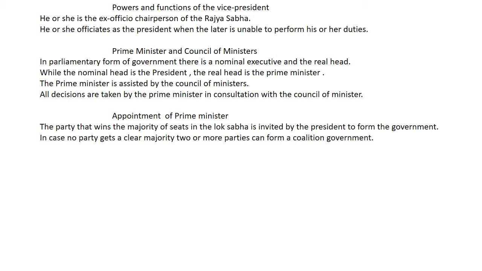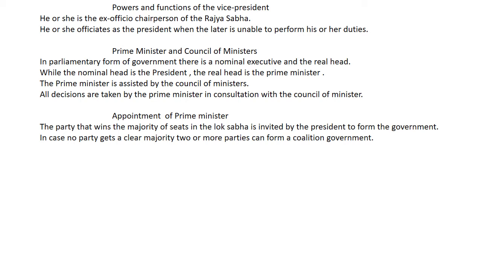In case no party gets a clear majority, two or more parties can form a coalition government. To form a government in India, at least 272 seats are required. Suppose none of the parties gets the majority, then the president invites the party that gets the maximum number. Suppose the party Congress got 200 seats, but 200 seats are not sufficient to form the government. Then also the president will invite the Congress party to form the government.